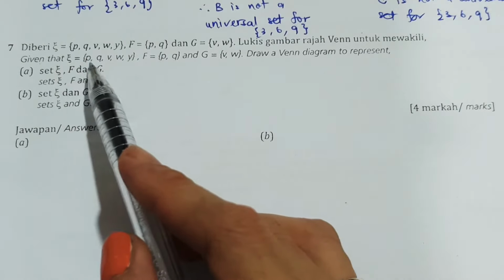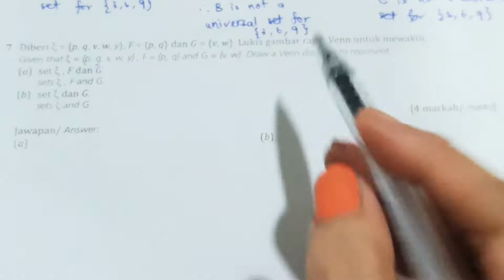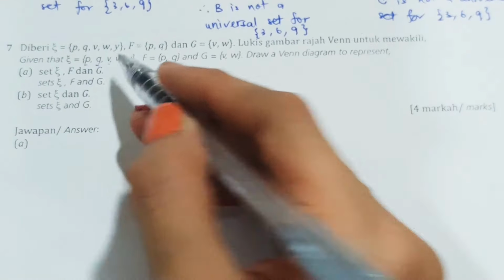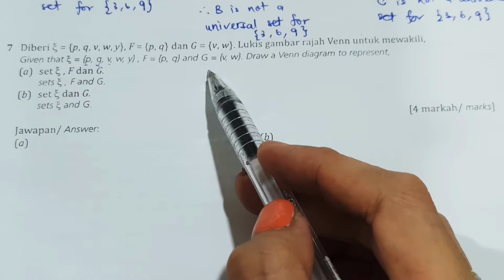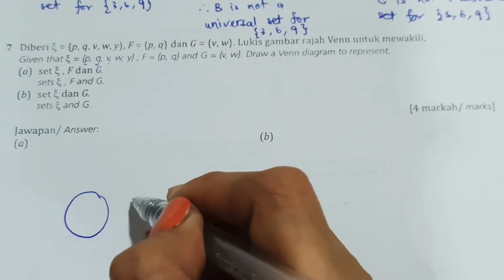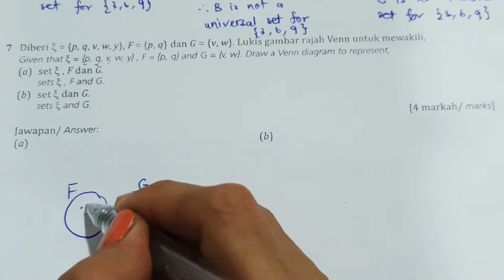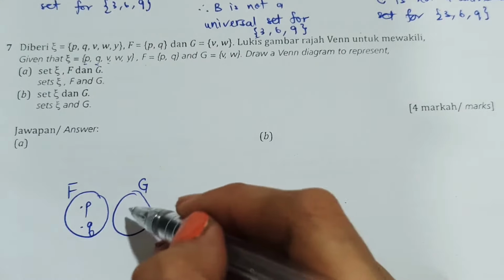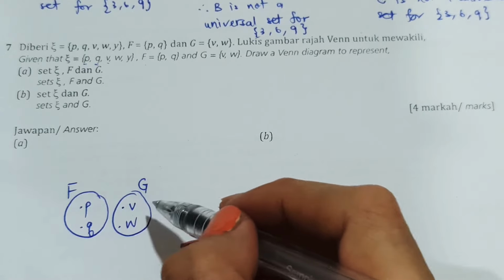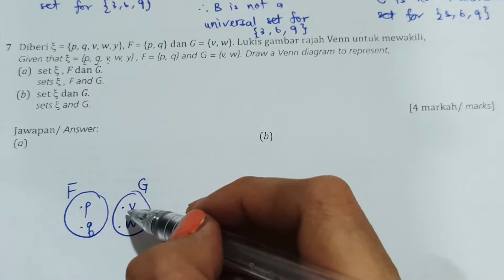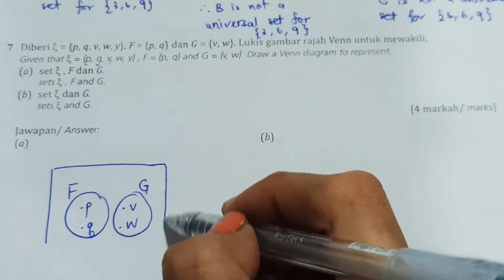Now, it's given that the universal set is P, Q, V, W, Y. F is PQ here. And G is VW, which is this one. Draw the Venn diagram. Now, take note that set F and set G have nothing in common. So they must be two different sets which have no overlapping area. So F has P and Q as the elements, and G has V and W as its elements. You notice that if I write the element, I will have a little dot in front. Yeah, it's very important. Now, the universal set will be the one that is outside.